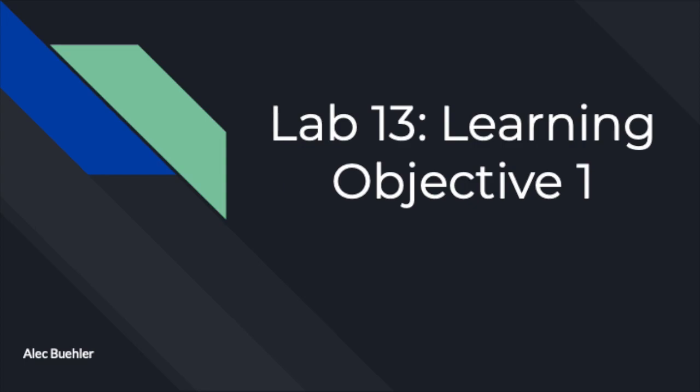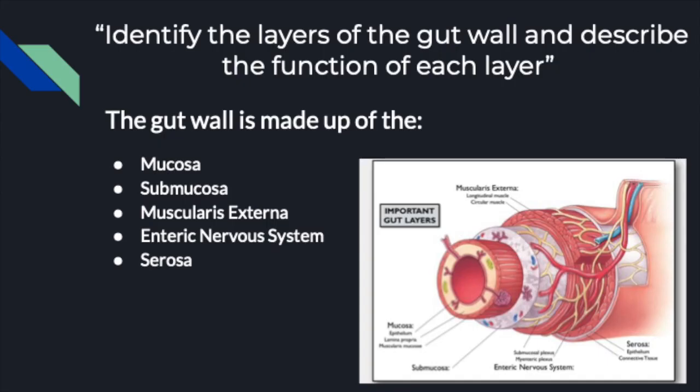Alright, so my name is Alec Bueller, and in this video we'll be looking at the first learning objective presented in Lab 13. This learning objective asks us to identify the layers of the gut wall and describe the function of each layer. The gut wall is made up of the mucosa, submucosa, muscularis externa, enteric nervous system, and finally the serosa.